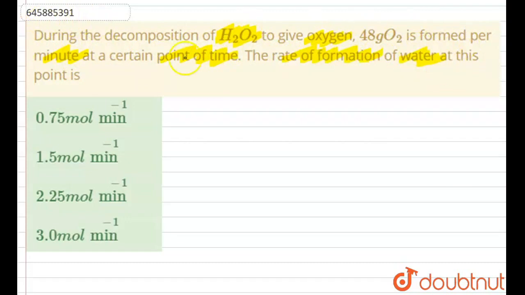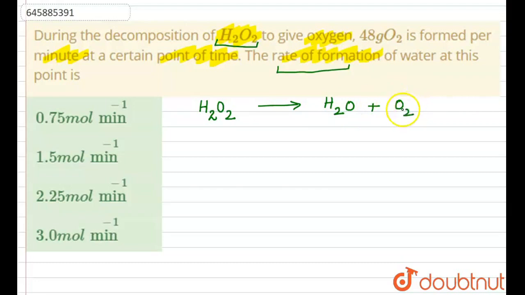So in this question, we have to find out the rate of formation of water, and we are given the decomposition of H2O2. First we will write down the reaction for the decomposition of H2O2. It is decomposed into water, that is H2O, and along with this oxygen is formed. On balancing it, we get 2 moles of H2O2 and 2 moles of water. So now this is balanced.